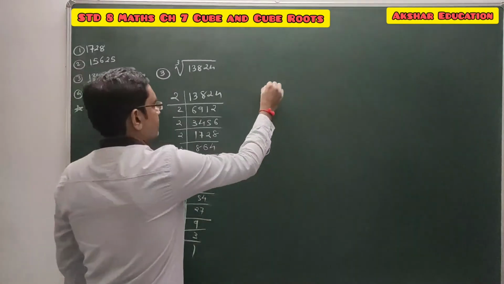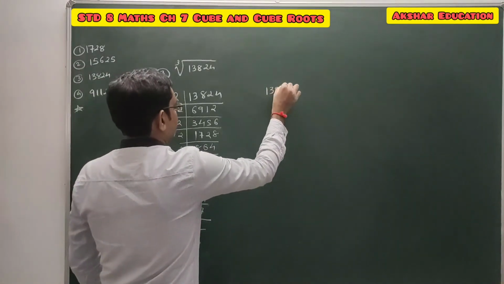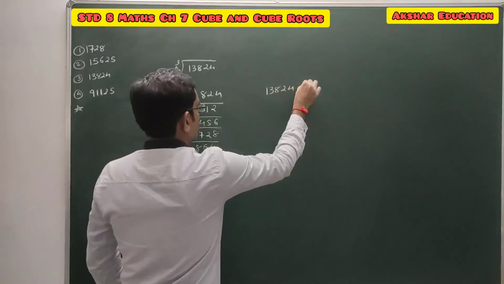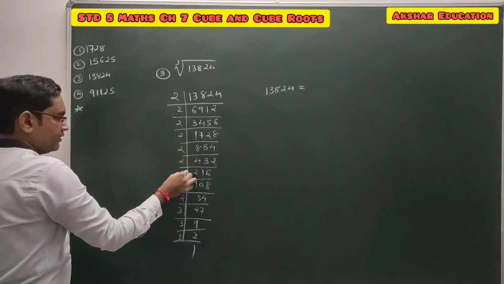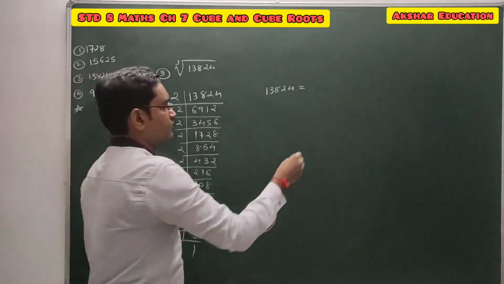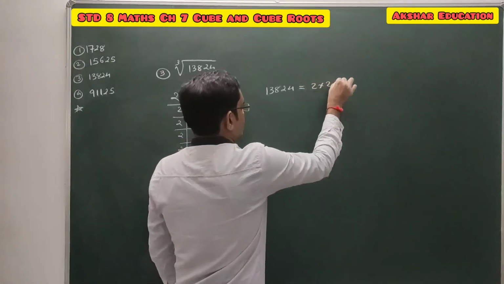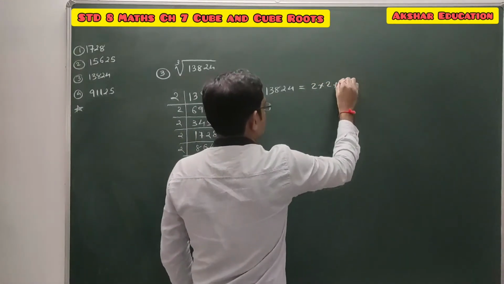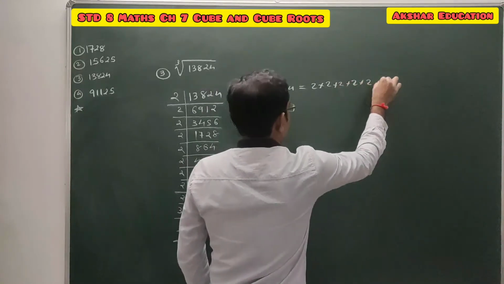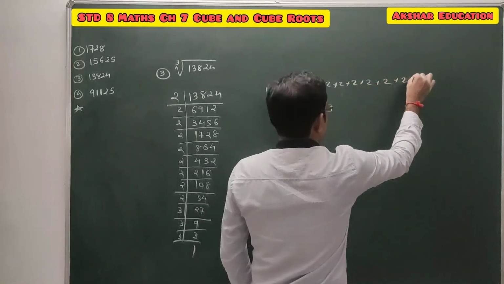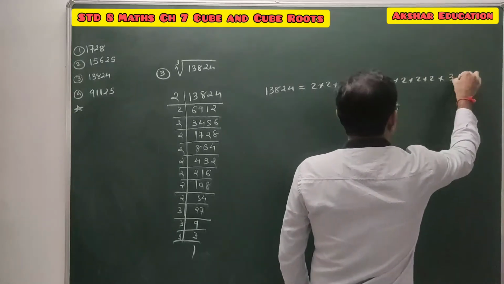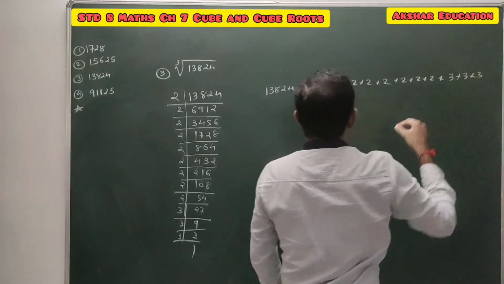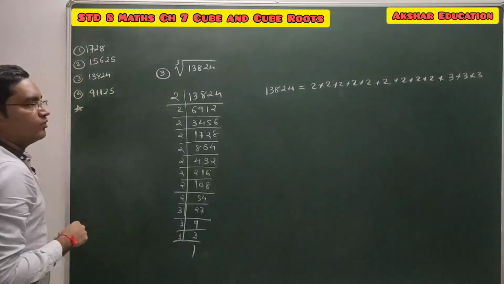Now write the factors. It's 1 3 8 2 4 and the factors are 1 2 3 4 5 6 7 8 9 times 2, 1 2 3 4 5 6 7 8 9 times 3 and 3 times 3. These are the factors of given number 1 3 8 2 4.